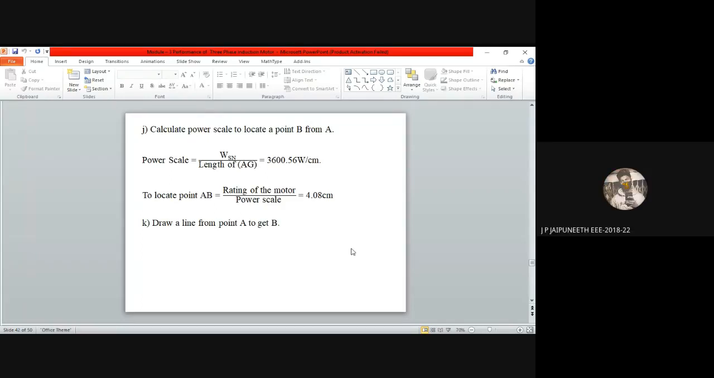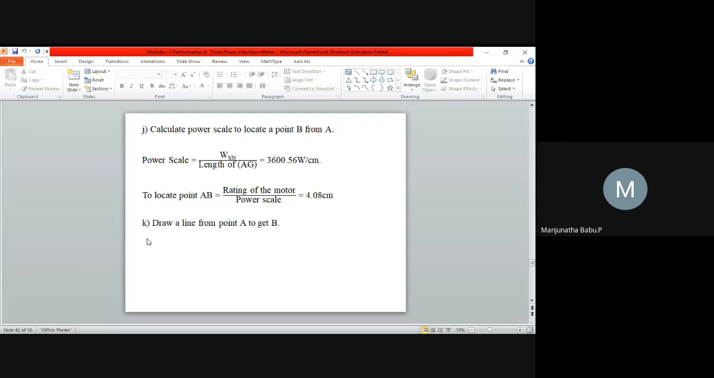I'm not getting it, sir. 20 into 735.5 divided by the power scale, 3600. Rating of the motor is 20 HP. 20 into 735.5. Oh, I took it as 50, sir. Sorry, sir. 4.085 is coming. Yes, sir, I took it as 15, my mistake. But the rating of the motor is given as 20. Yes, sir, 4.09. Okay, 4.09.